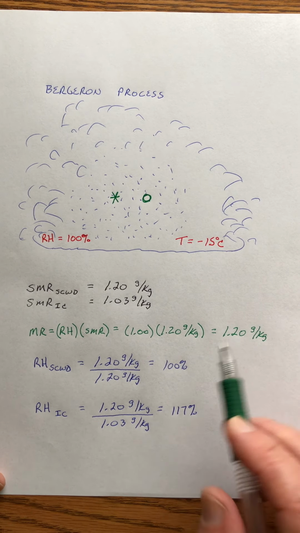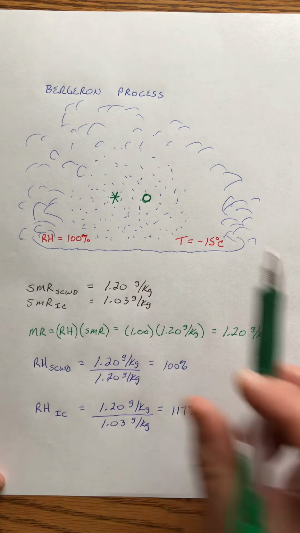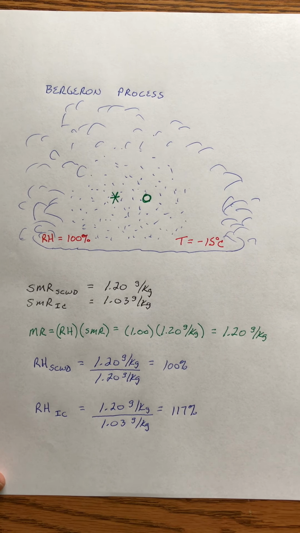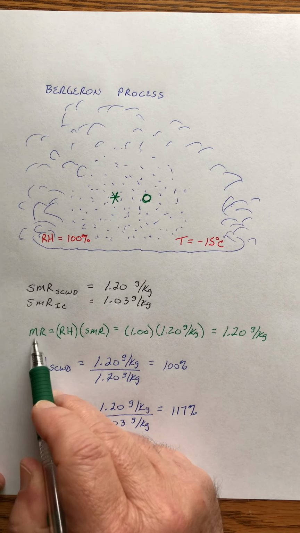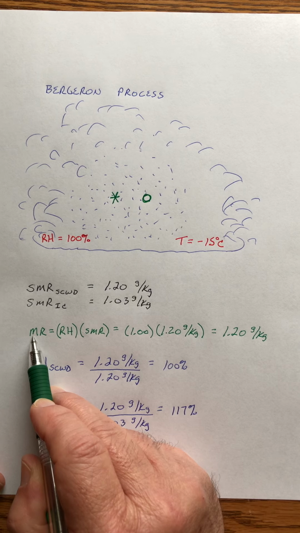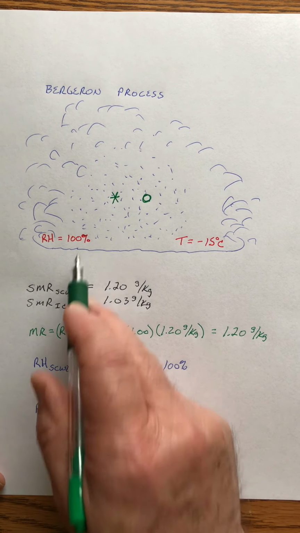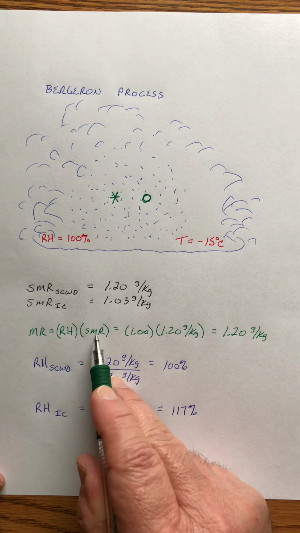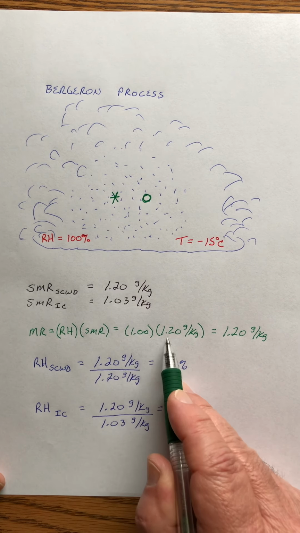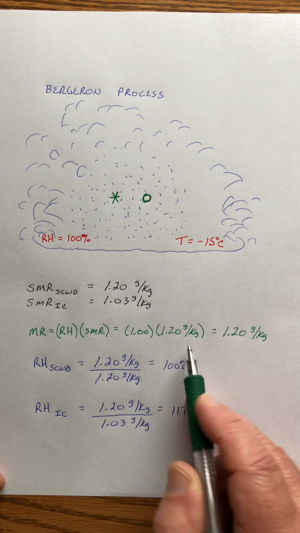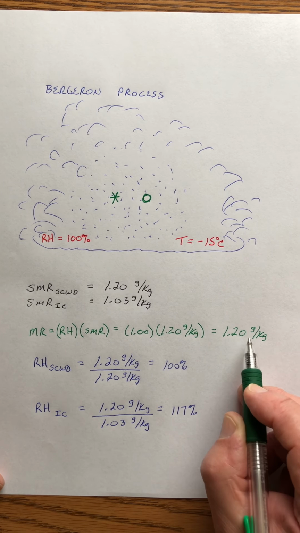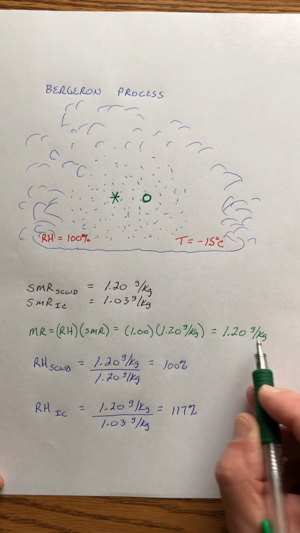So we know that the relative humidity in a cloud is 100%, so we can calculate the mixing ratio inside that cloud. The mixing ratio is the relative humidity, 100%, times the saturation mixing ratio of 1.2 grams per kilogram. So the mixing ratio is going to be 1.2 grams per kilogram.